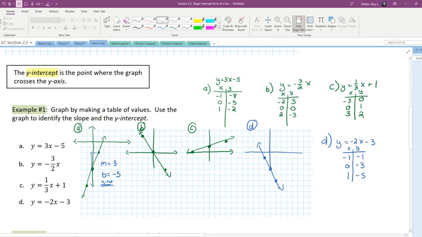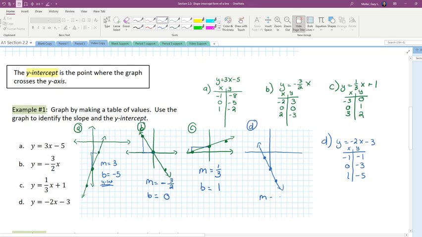This one, my slope is negative. I'm going down. How far am I going down? I'm going down 1, 2, 3, and over 2. So negative 3 halves. And my y-intercept is right through the origin, so that's 0. My slope on this one is up 1 over 3, positive. It's going up. My y-intercept is at positive 1.